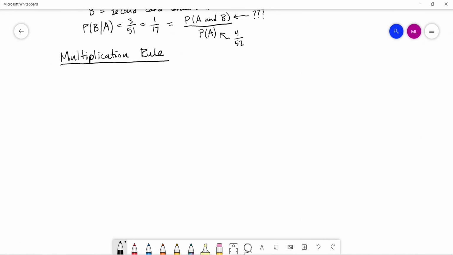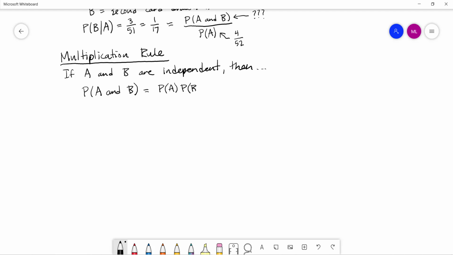So the multiplication rule basically tells us that if A and B are independent events, then it turns out the probability of A and B is going to be equal to the probability of A times the probability of B. We're going to multiply them together.